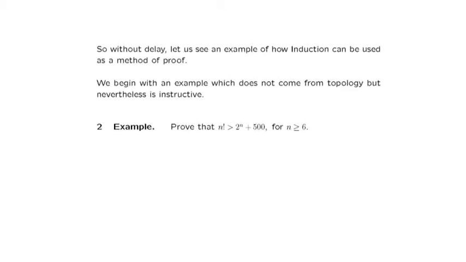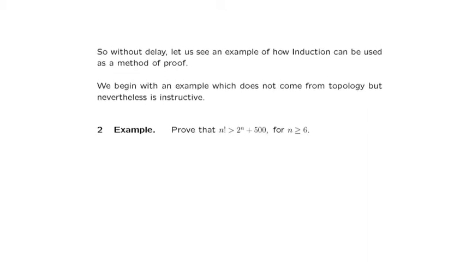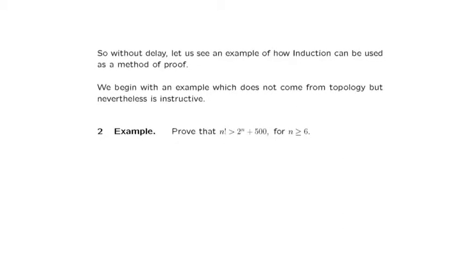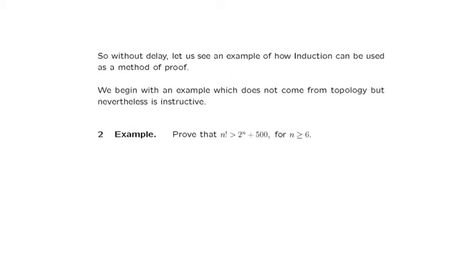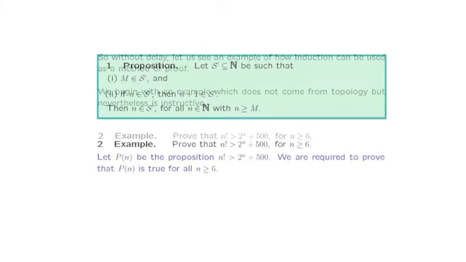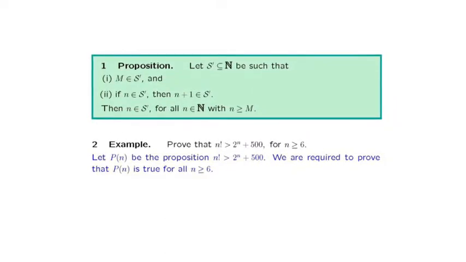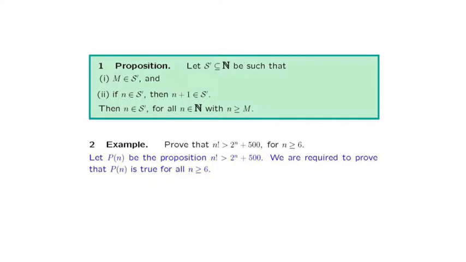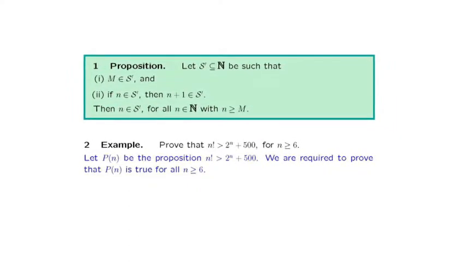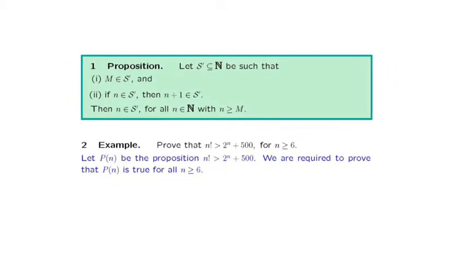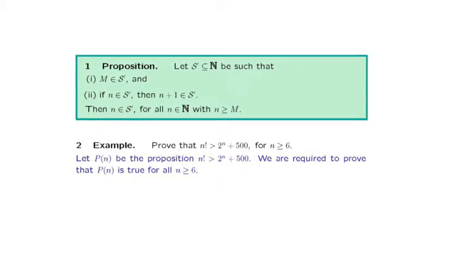Our example asks us to prove that n factorial is greater than 2 to the n plus 500 for n any natural number greater than or equal to 6. We begin by recalling proposition 1. We shall use this proposition in our proof. So we are required to prove that n factorial is greater than 2 to the n plus 500 for n a natural number greater than or equal to 6.